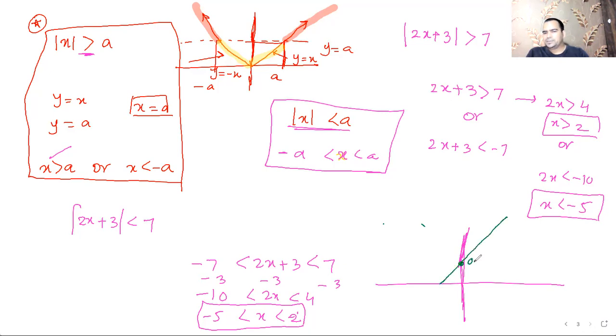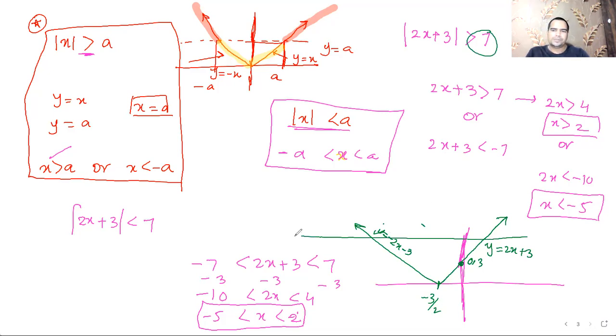So this is going to cut at (0, 3). This is going to cut at negative 3 by 2. And this side, it is going to be something like here. So on the equation that you've drawn, this side is 2x plus 3, and this side is negative 2x, negative 3. Now, when you want to solve the inequality, you draw the second graph, y equals 7. So when I draw y equals 7, that is this line, you've got to find these intersections.